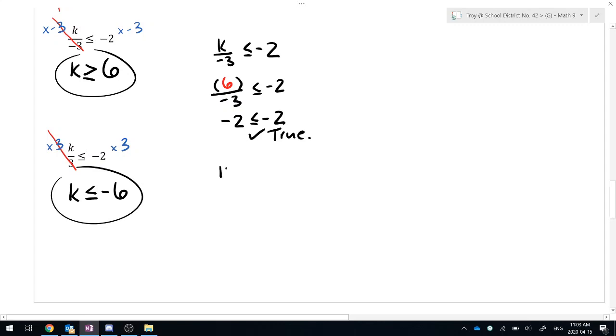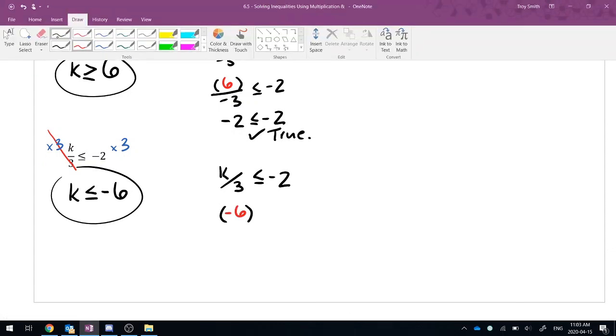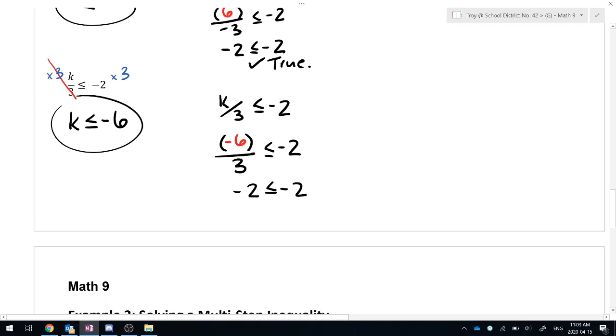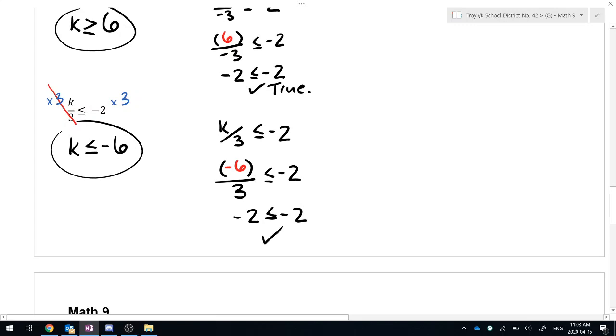So again, we can check. We need to pick a number for k that's less than or equal to negative 6. So again, I'll just use negative 6. Negative 6 divided by 3 is negative 2. Is negative 2 less than or equal to negative 2? Yes, it is. True. So we're good.